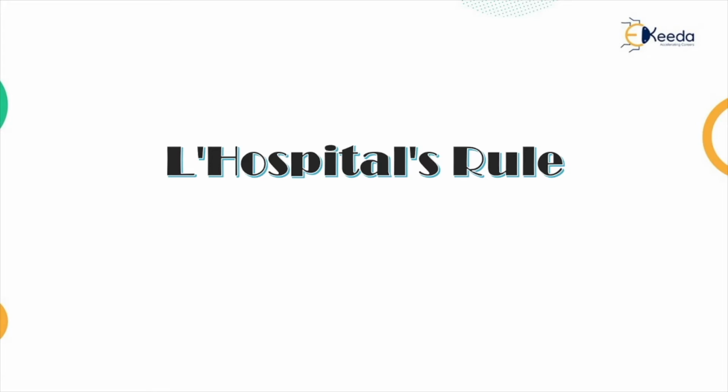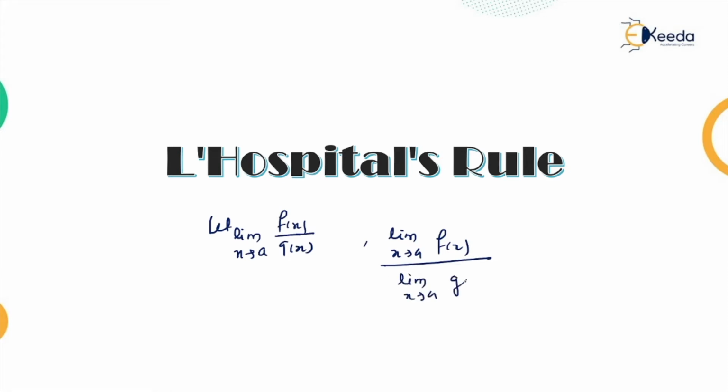Suppose your function is given as f of x upon g of x, and I want to take its limit as x tends to a. Then the limit as x tends to a of f of x, I am separating the limit into numerator and denominator, limit x tends to a of g of x. If it satisfies 0 by 0, then you have to use the L'Hospital rule.